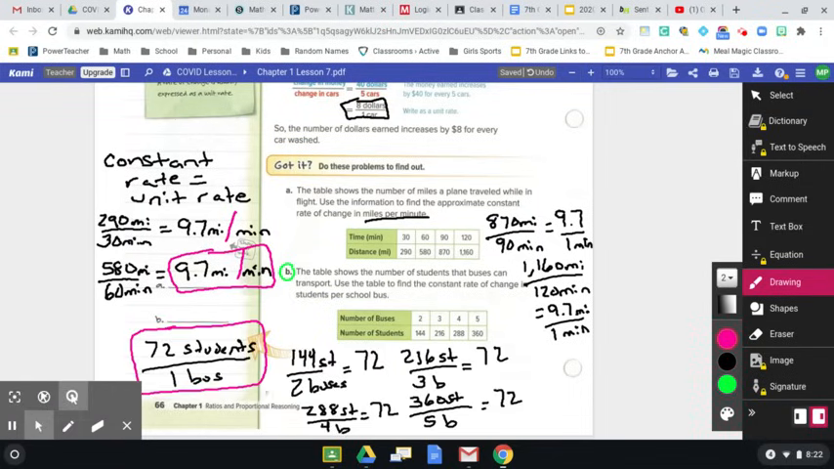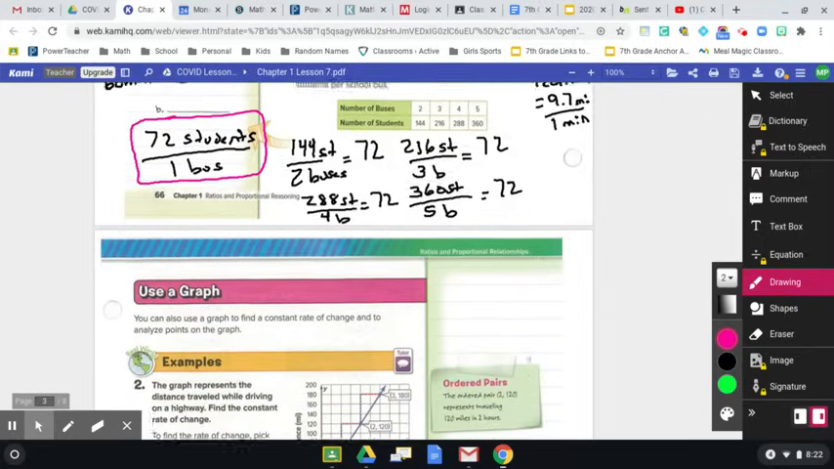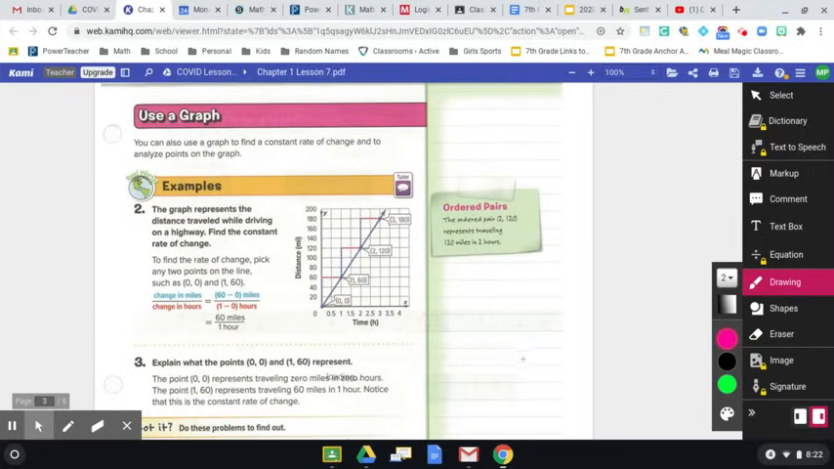Okay, so you should have, check your work, divided those out and found 72. It's 72 students per bus. So there's that pattern going all the way through the table, that constant rate of change of 72 students per bus. Okay, so now sometimes you can see it in a graph.